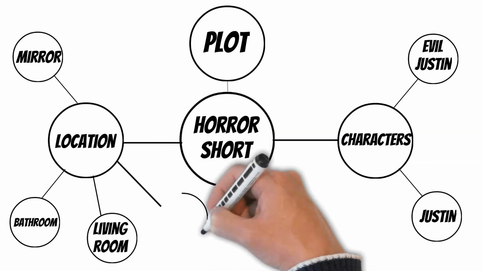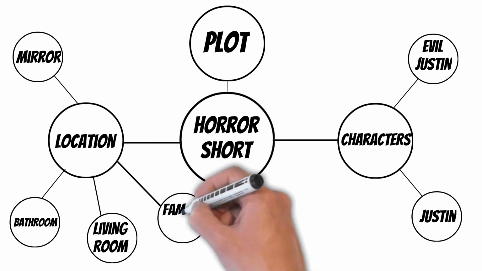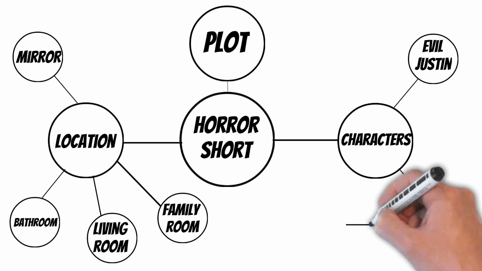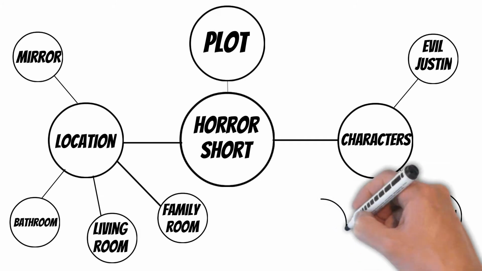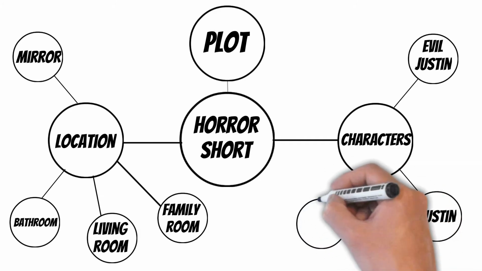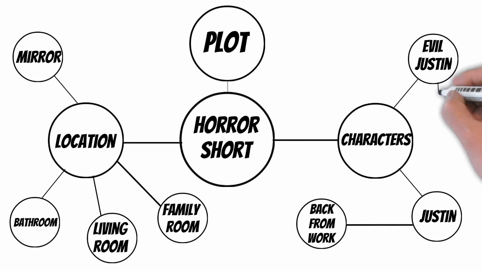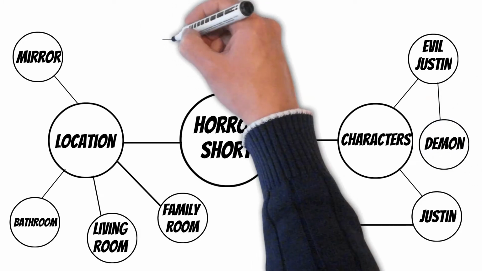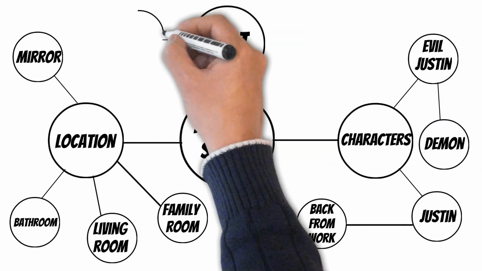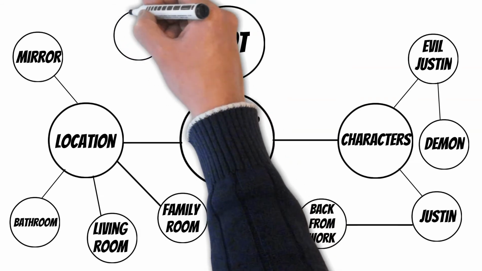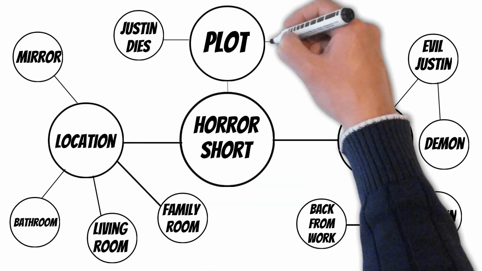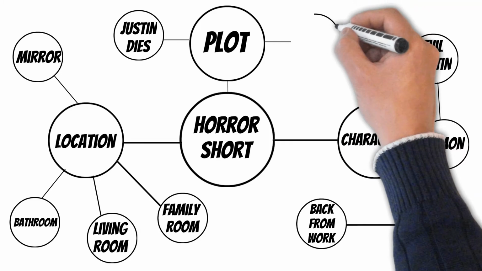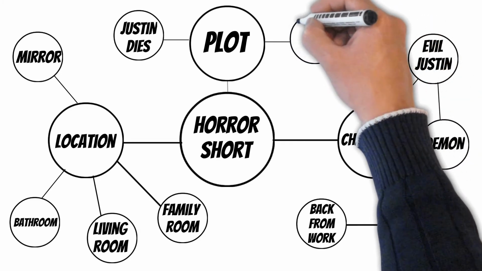And then from there, I do a process of elimination and I get rid of the locations I don't need. And then again, going back to character, you can just write the important parts that you need for the characters. So for Justin, he'll be tired. He'll be just coming back from work. So at least I have an idea, okay, when he goes to the bathroom or the living room or the family room, he can look a bit tired. And then evil Justin will obviously be in the mirror, and the best thing to do is the villain.